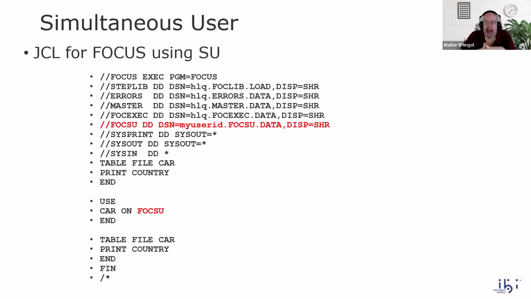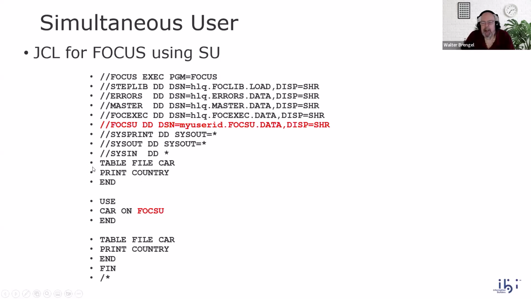In the job that's going to access the sync, we're doing execute program focus, standard JCL, but we have the addition of focSU, which is using the same name as the started task to start the SU. So here I'm doing table file car print country end. Then I'm doing use car on focSU end, and then table file car print country end, and then fin. Notice in my JCL, I do not have a DD for car.